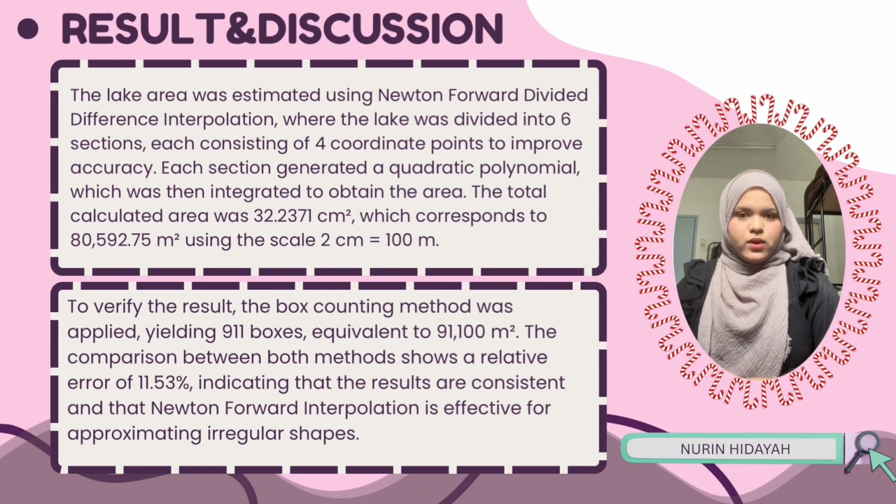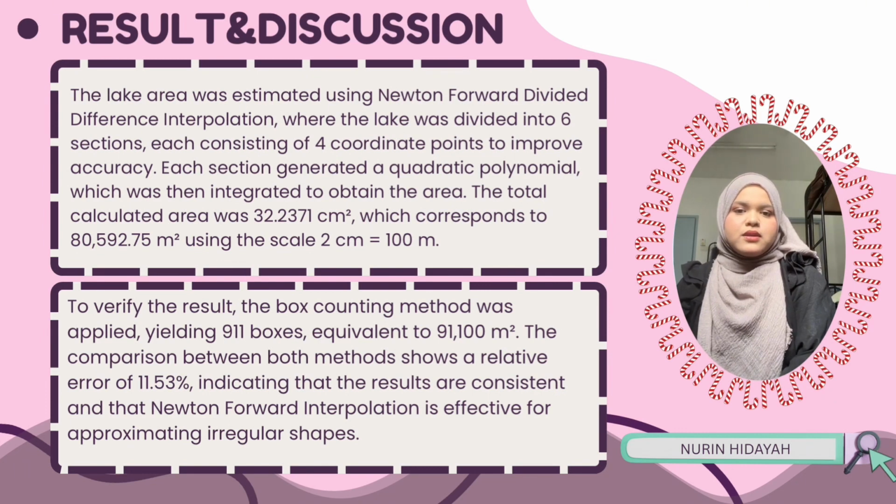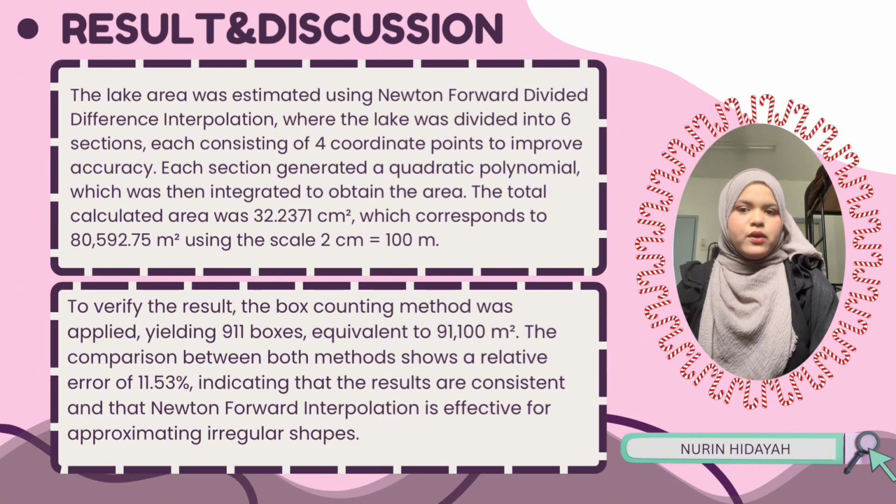32.2371 cm square, which corresponds to 18,592.75 meters square using the scale 2 cm equal to 100 meters. To verify the result, the box counting method was applied, yielding 911 boxes equivalent to 91,100 meters square. The comparison between both methods shows a relative error of 11.53%, indicating that the results are consistent and that Newton forward interpolation is effective for approximating an irregular shape.